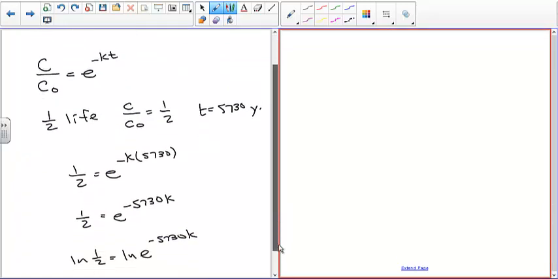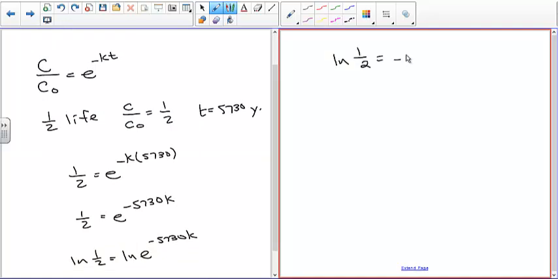So what happens there is on the left-hand side we get the natural log of 1/2, and on the right-hand side we get negative 5,730 times k, or k is equal to negative the natural log of 1/2 divided by 5,730. So I just divide both sides by negative 5,730.